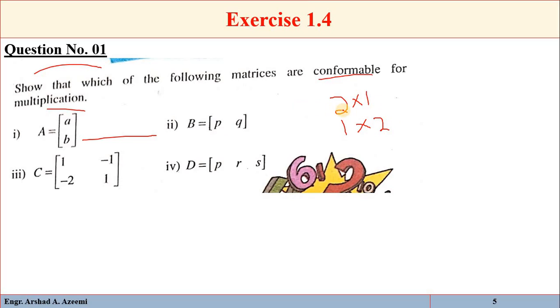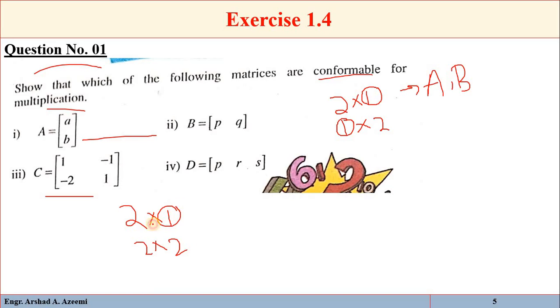It means that the number of columns of A matrix is equal to the number of rows of B matrix. So A and B multiplication is conformable, meaning A can be multiplied with B. Similarly, in B matrix we have 2 rows and 1 column, and in C matrix we have 2 rows and 2 columns. So the number of columns of A is not equal to the number of rows of C. So A multiplied by C is not possible.